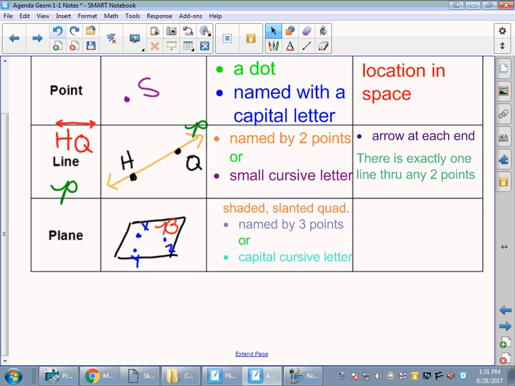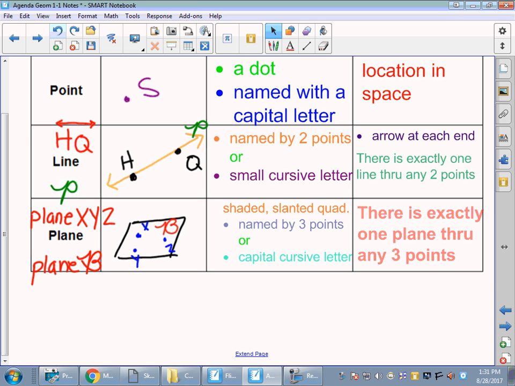So we would actually say something like plane X, Y, Z. Those points X, Y, and Z are still capital because they're still points. Or we would call it plane B. So a capital cursive letter or 3 points. Kind of important, and we always do use 3 points, so be careful. And last but not least, there's exactly 1 plane through any 3 points.